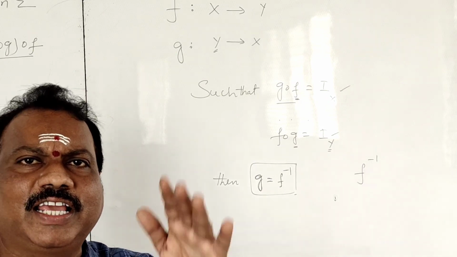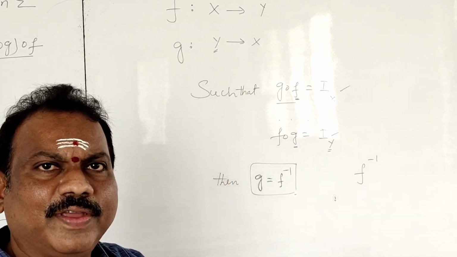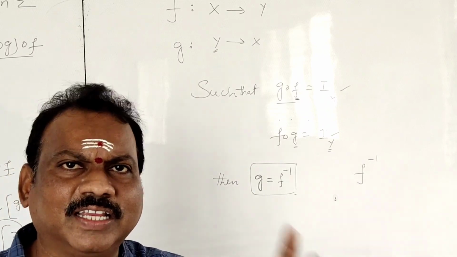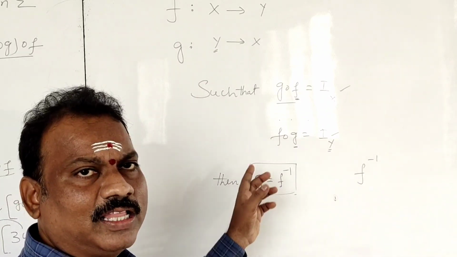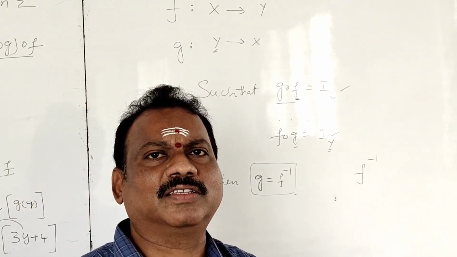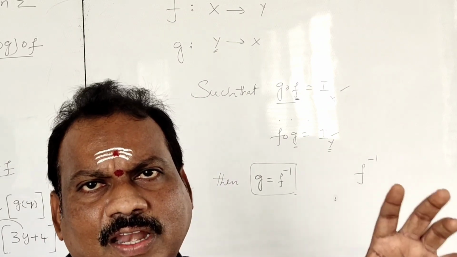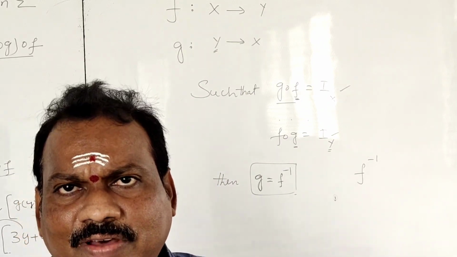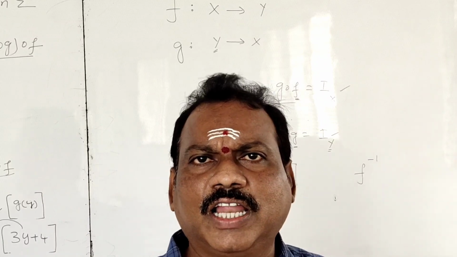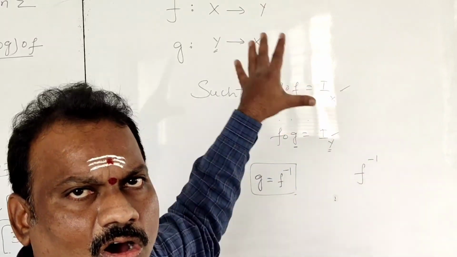That means the inverse of function f is possible. If it is possible, what is its inverse? It is nothing but g only. That's why g is called f inverse. This is the definition of invertible function. So whenever they give one function and ask you to show that it is invertible, you have to do all these processes.